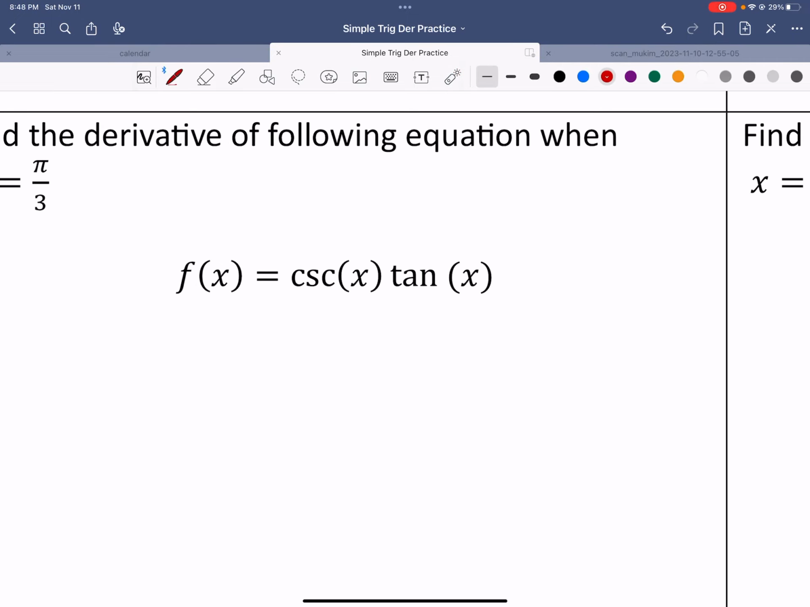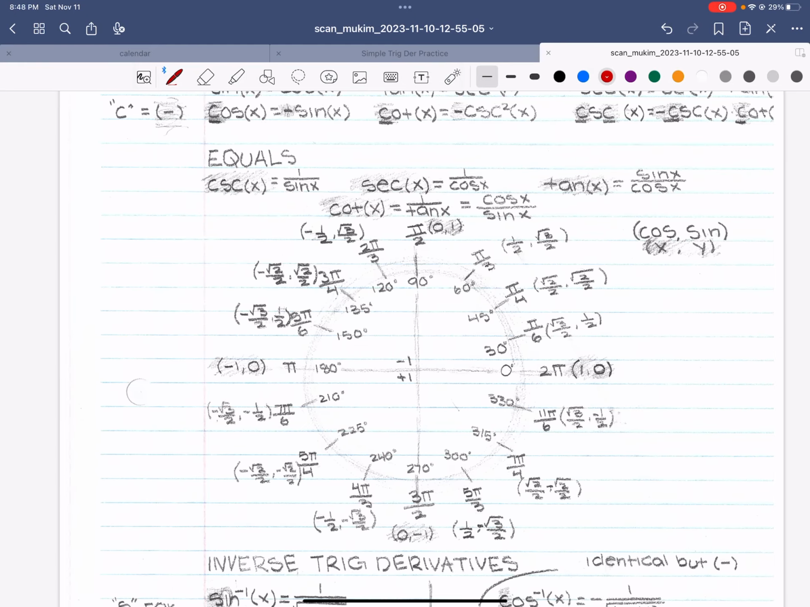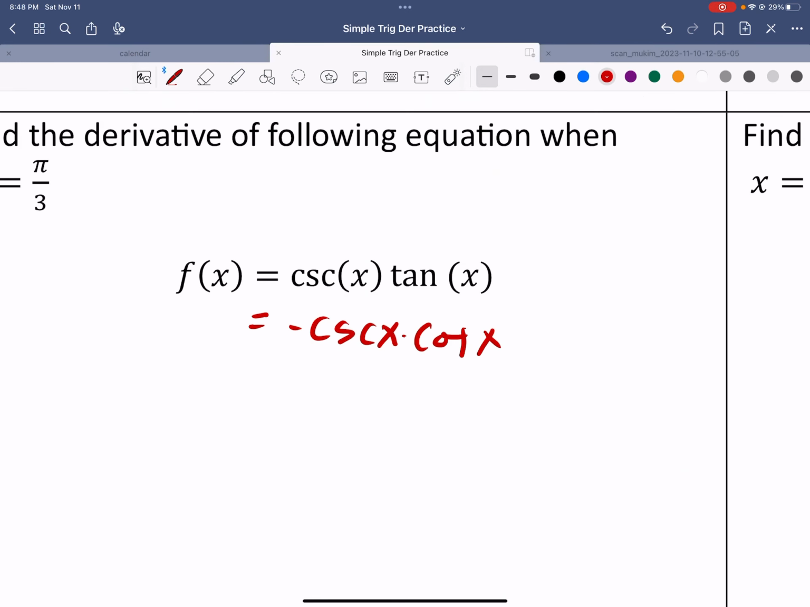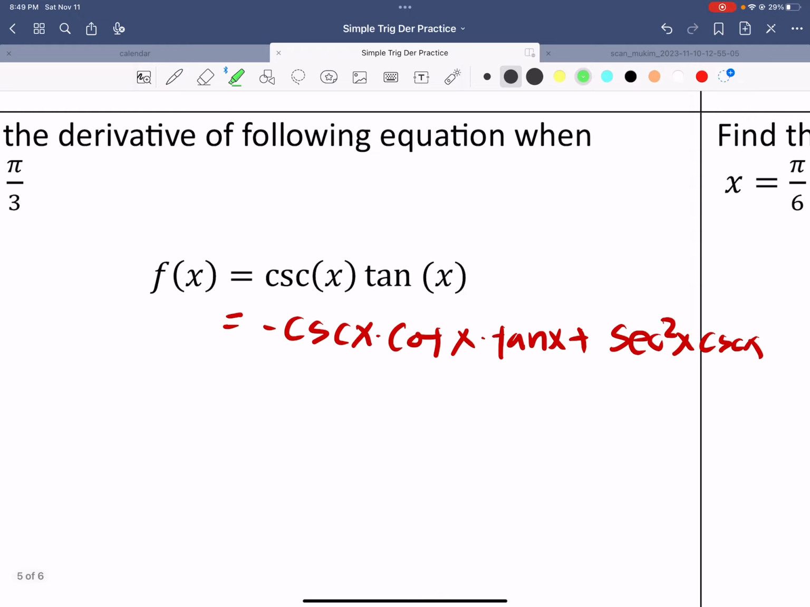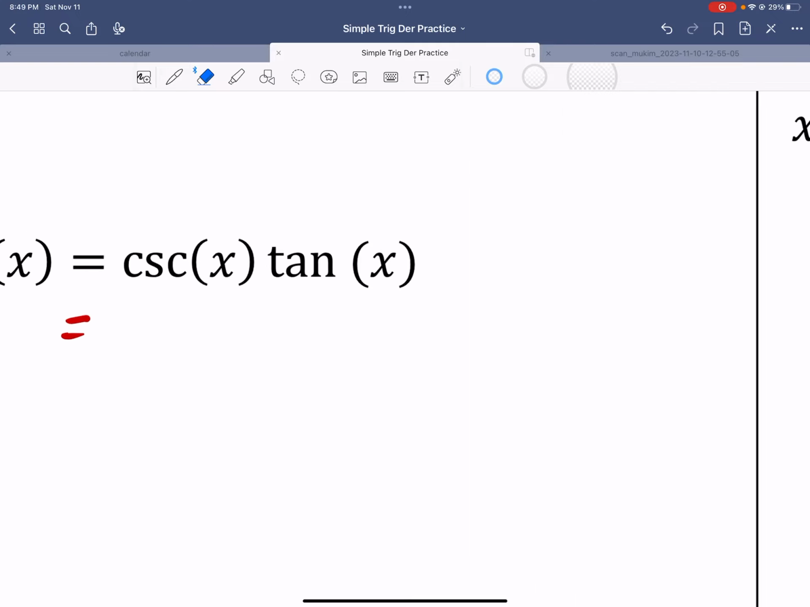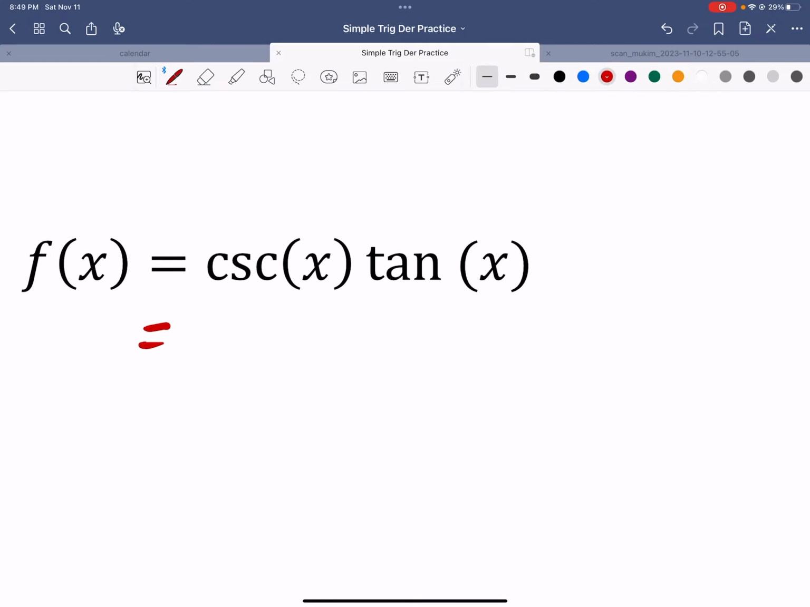So here, as I said, you have cotangent x times tangent x plus secant squared x times cotangent x. You can do it like that using product rule. If you don't understand what I'm saying, just pause the video and try to derive this one, then you'll understand. But I don't like to do this because I think I can simplify this one.